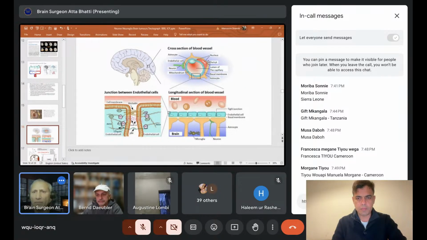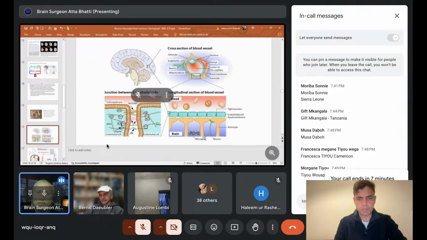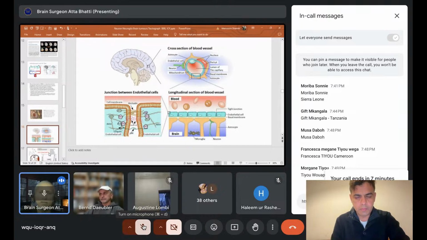There is a capillary visible in the center, the basal membrane, the pericytes, and if we look at this level, we see the tight channels, the tight junctions. They do not permit any blood cells to go inside the brain. This is how we prevent the blood from entering the brain directly in normal conditions.